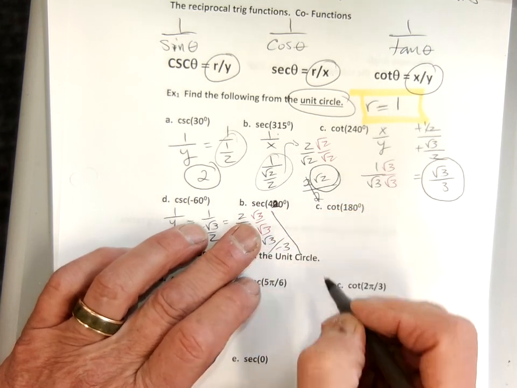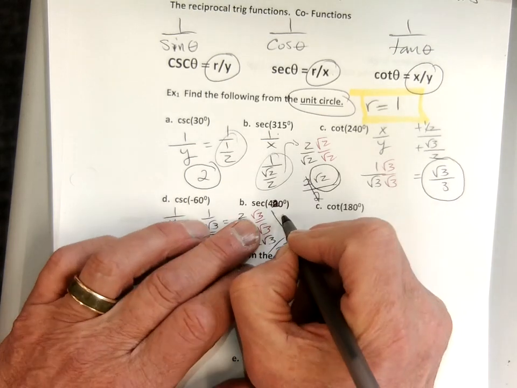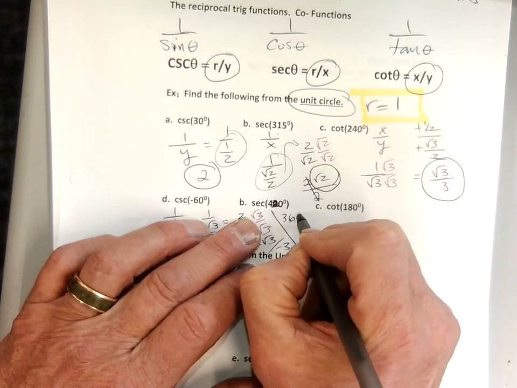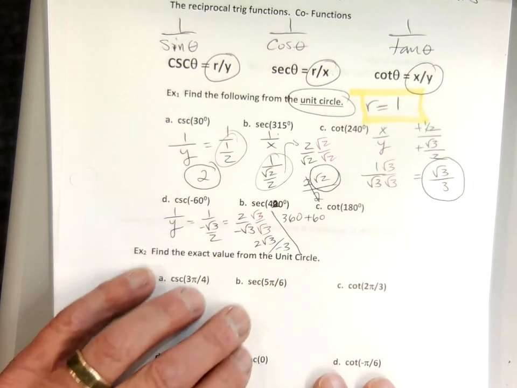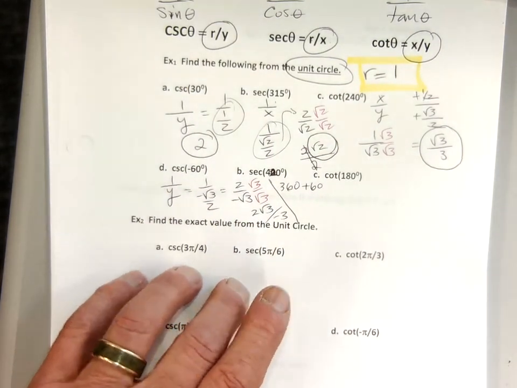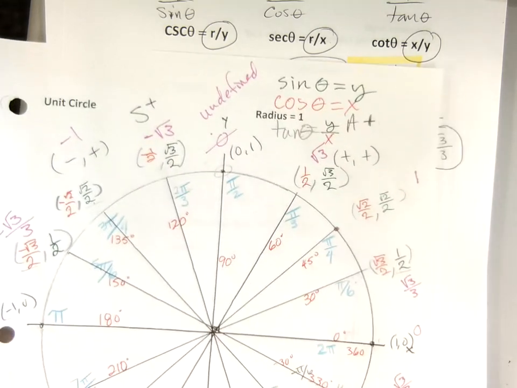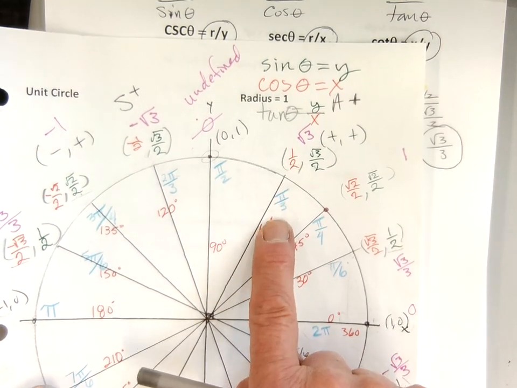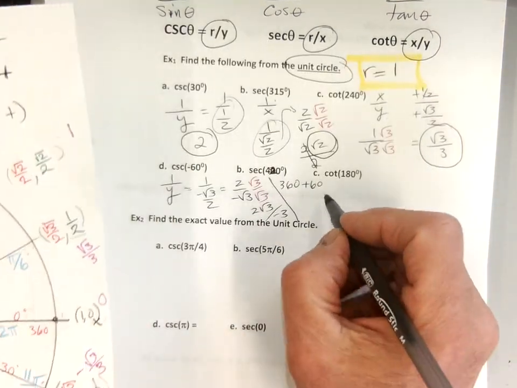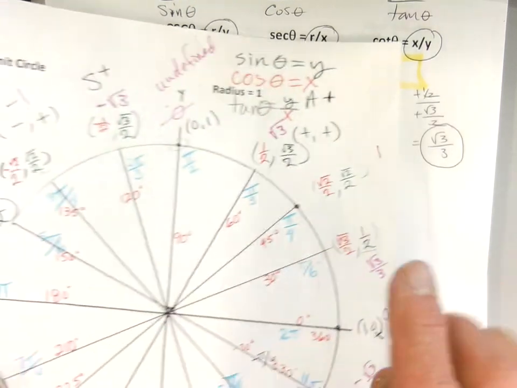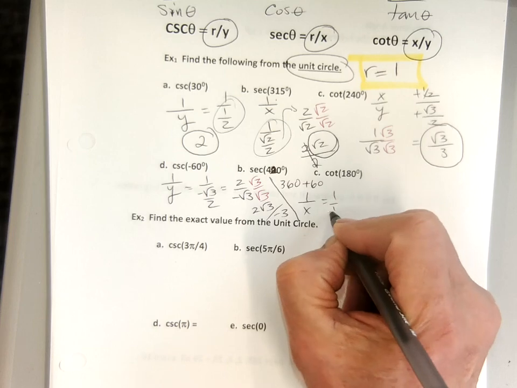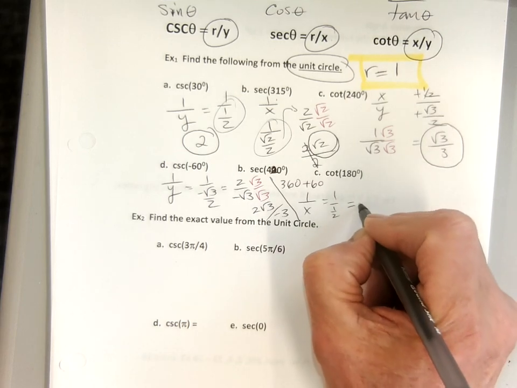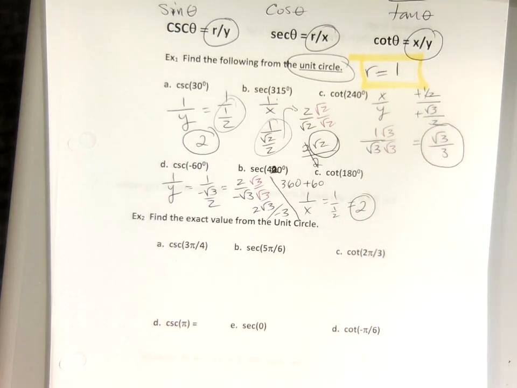I keep putting the wrong number down, which is really 420. 360 plus 60, right? So I'm going to go to 60 degrees, which is there. Secant's 1 over the x, which is 1 over 1/2. Oh, this is an easy one to do. 1 over 1/2 flips up to 2. Good. There was no fancy work. I like that one, okay?